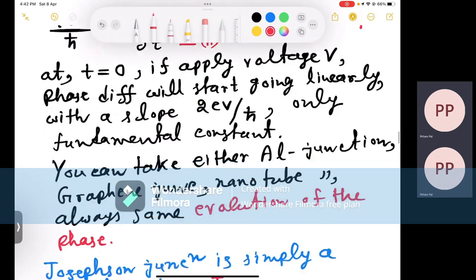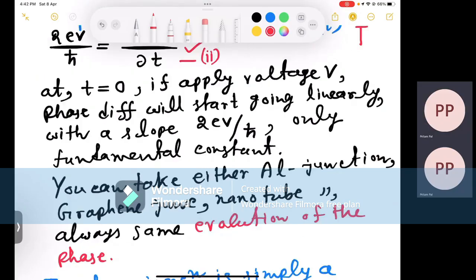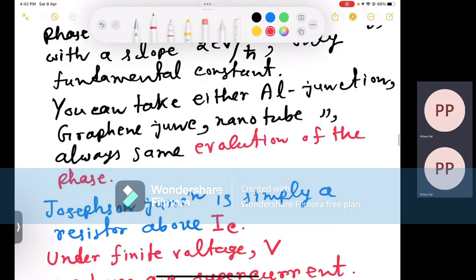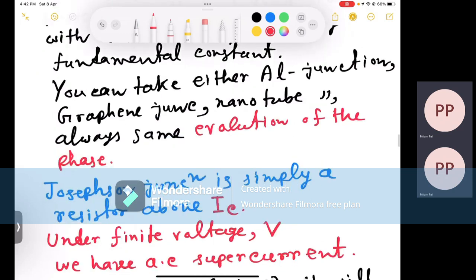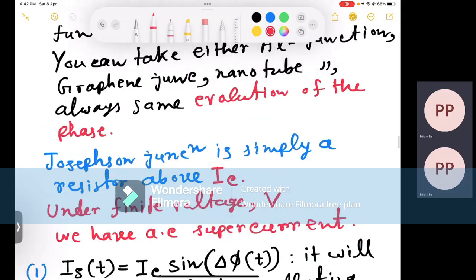So you can see it's the beauty. You can take either an aluminum junction, graphene junction, nanotube junction, whatever, but the phase evolution will only depend on the fundamental constants and whatever voltage we are applying. It's completely blind to the material we are using. This effect is universal; it will only depend on the fundamental constants. That's the beauty of the Josephson effect. So a Josephson junction is simply a resistor above the critical current that I've mentioned.